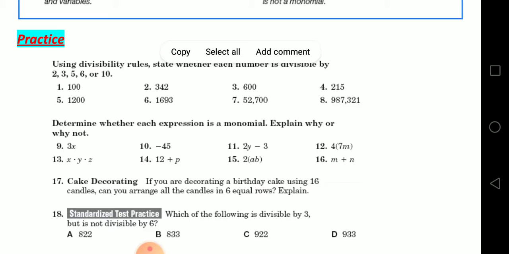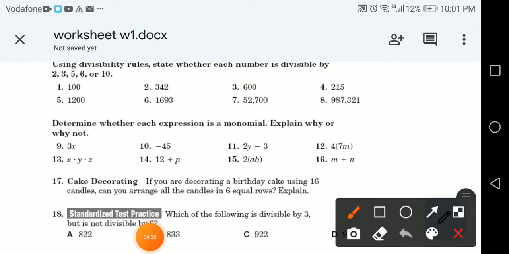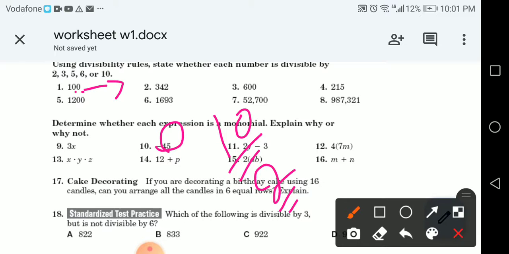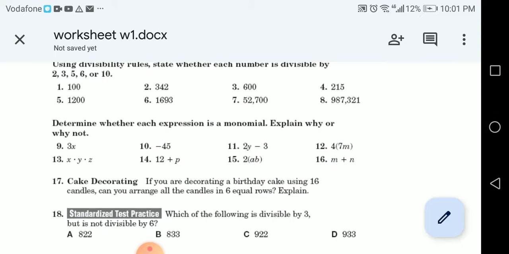So the first one, 100, is divisible by more than one thing. I want you to answer with me. The first thing I look at is the ones digit, which is 0. It means that it's divisible by 10, and also divisible by what? By 2, right? And divisible by 5. So it's divisible by the three numbers together.